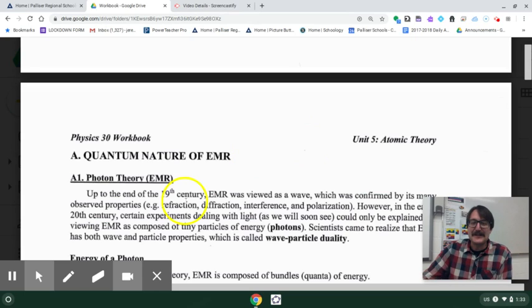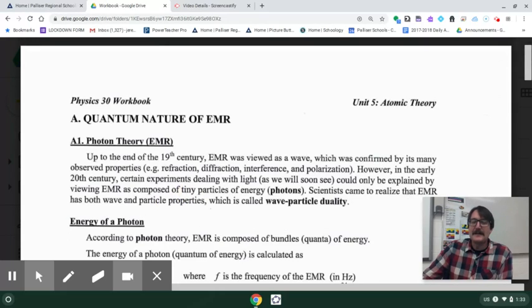So it says up to the end of the 19th century, EMR was viewed as a wave, which was confirmed by its many observed properties like refraction, diffraction, interference, polarization. However, in the early 20th century, certain experiments dealing with light, as we will soon see, could only be explained by viewing EMR as composed of tiny particles of energy, which we term photons. Scientists came to realize that EMR has both wave and particle properties, which is called wave-particle duality.